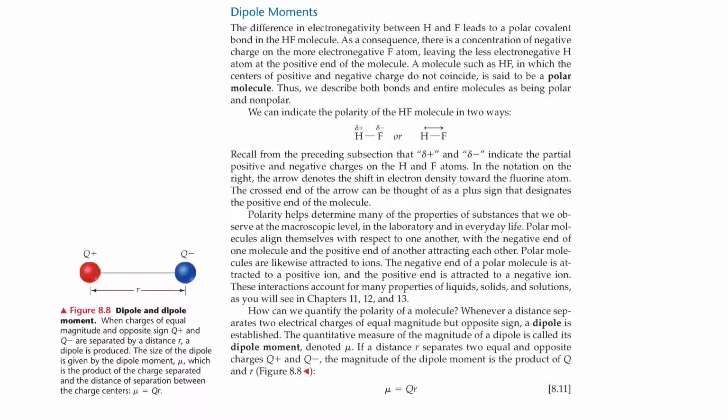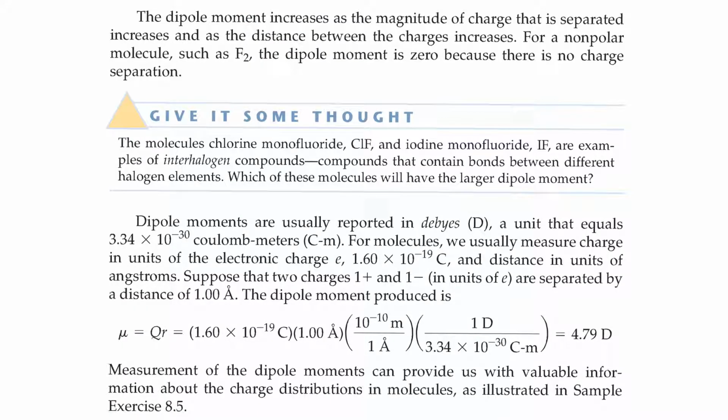Whenever a distance separates two electrical charges of equal magnitude but opposite sign, a dipole is established. The quantitative measure of the magnitude of a dipole is called its dipole moment, denoted by mu. If the distance r separates two equal and opposite charges, q positive and q negative, the magnitude of the dipole moment is the product of q and r. The dipole moment increases as the magnitude of charge that's separated increases and as the distance between the charges increases. For a nonpolar molecule, such as fluorine, the dipole moment is zero because there's no charge separation.